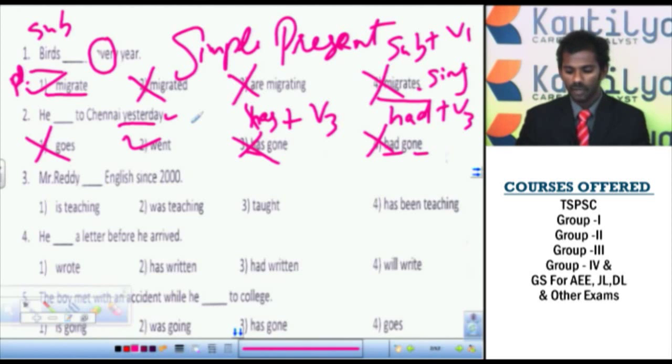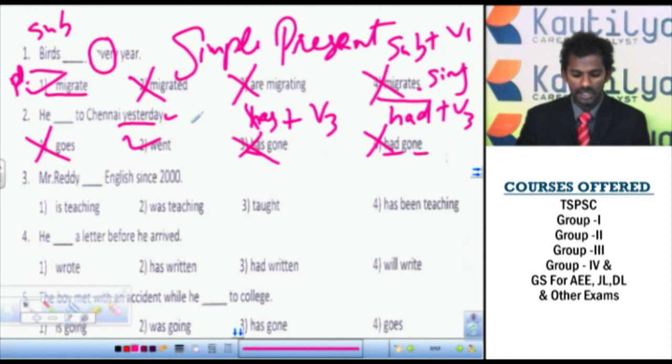Clear? Now what if I change the sentence like this? He dashed to Chennai. Then the answer must be option 3. He has gone to Chennai, present perfect, because the time of the past action is not mentioned. Clear? So think very critically, eliminate options and go for the best option. Right? Come to the next one.